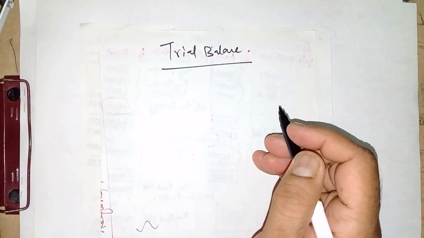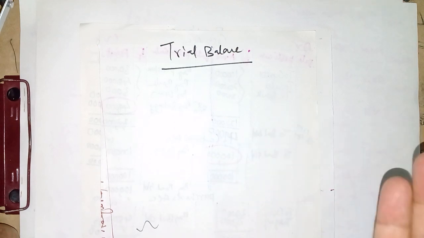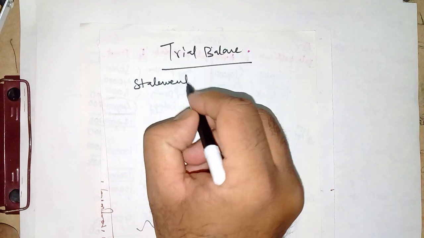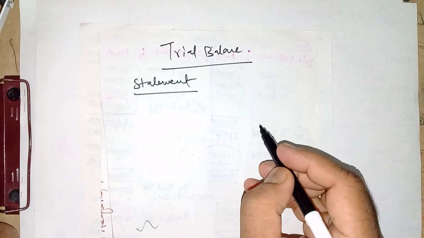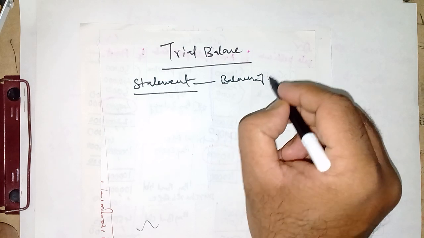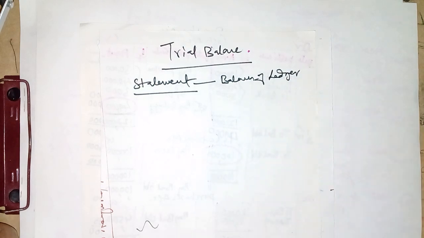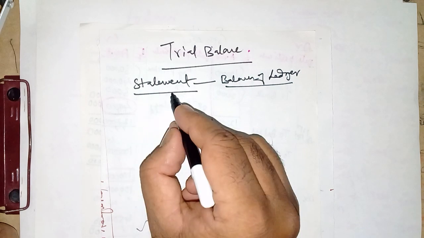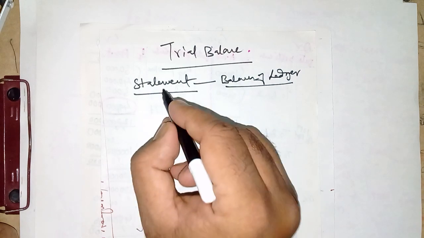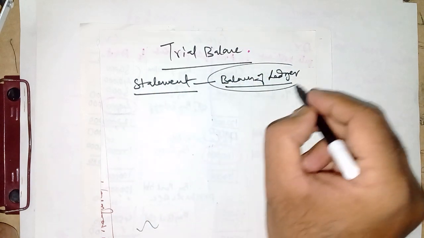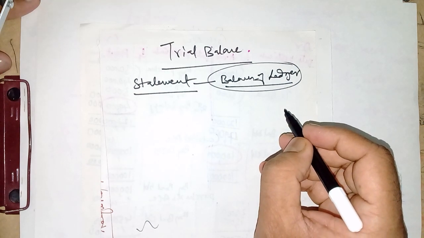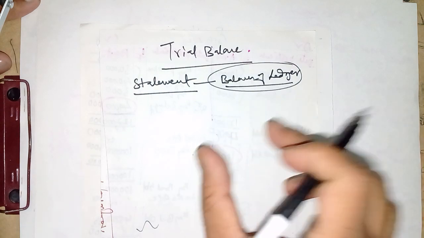So trial balance is a statement. Ledger was an account, but the trial balance is a statement. And how will this statement be prepared? The statement will be prepared with the help of balances of ledger. It is not an account, and it will be created with the help of the balances of the ledger. Whatever ledger balances we have, with the help of that we prepare. So trial balance is a statement prepared with the help of ledger balances.